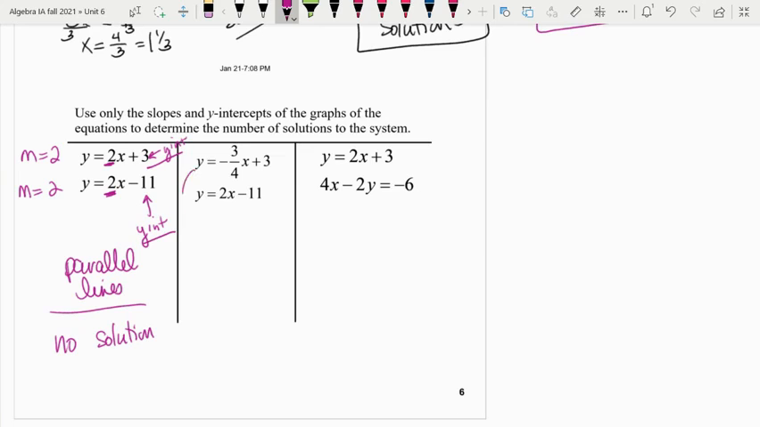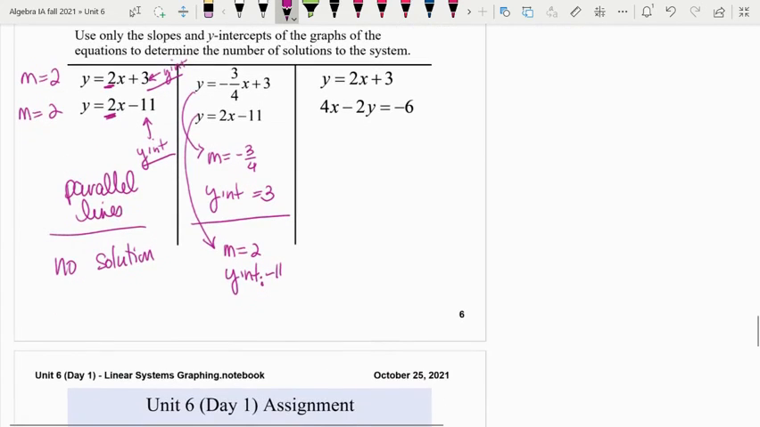The next one, this first equation, m is -3/4, and my y-intercept is 3. The second equation, my m is 2 over 1, or just 2, y-intercept -11. So these have different slopes, different y-intercepts, so there is one solution.